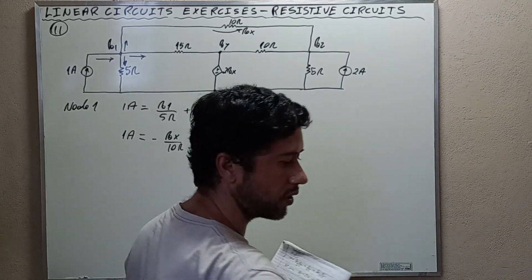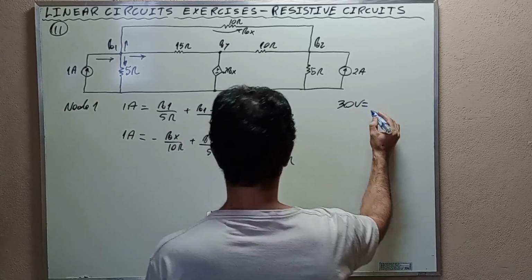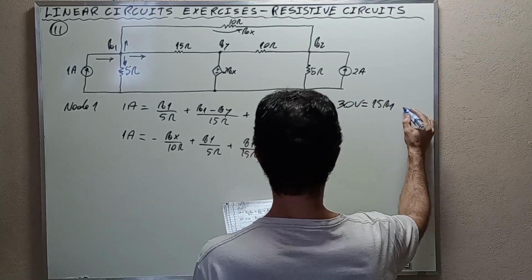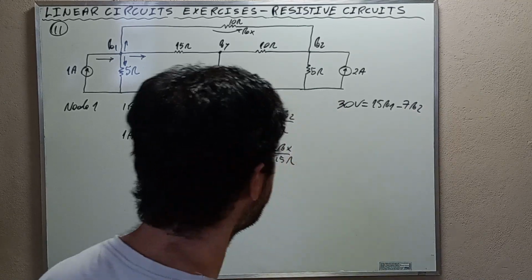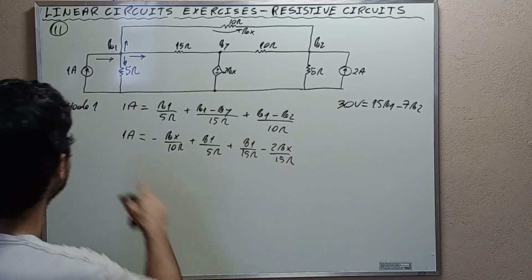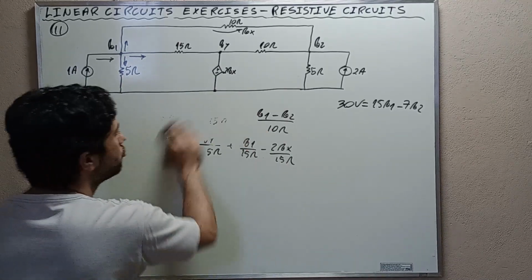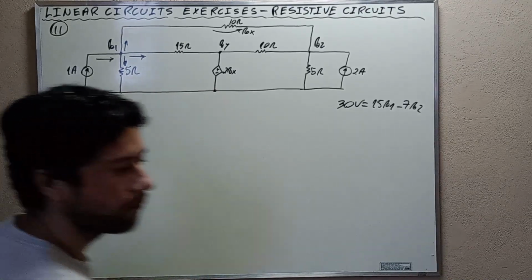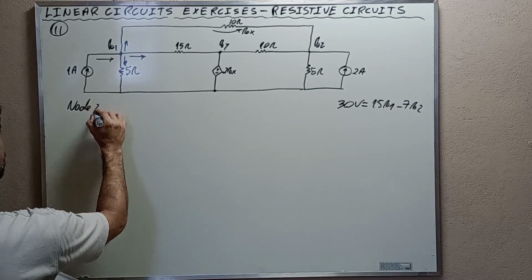I'm going to store it here because it is important. Our first result, 30 volts, is equal to 15 V1 minus 7 V2. This is the equation that we got from analyzing node 1. We are going to analyze node 2 now and find another equation.